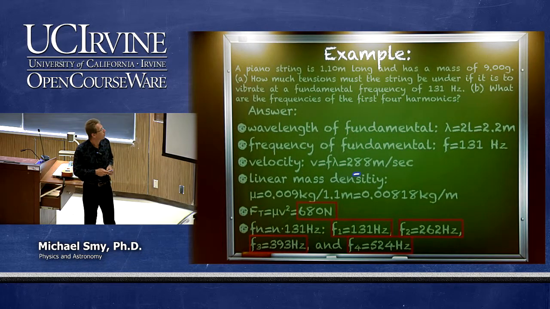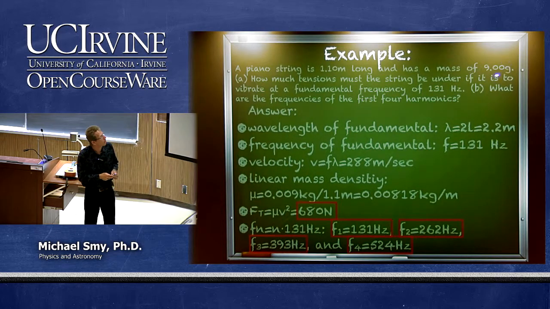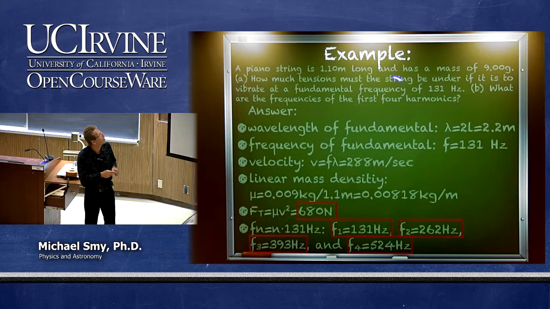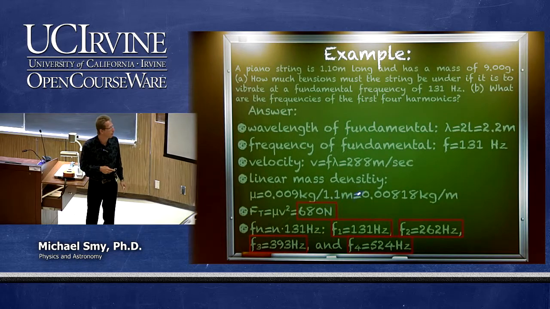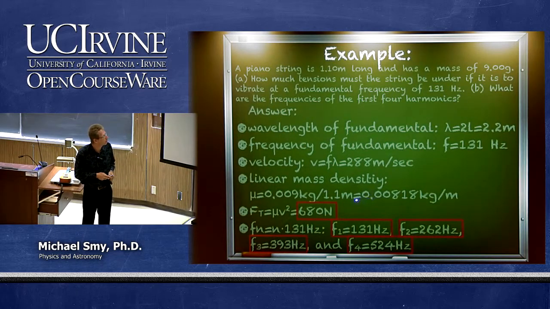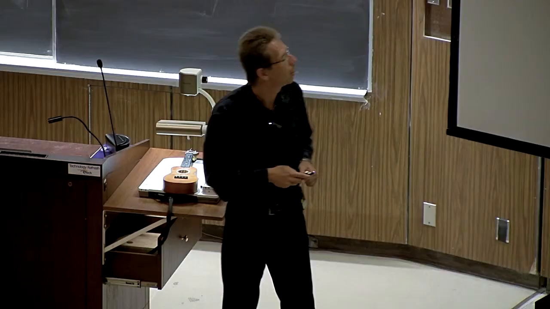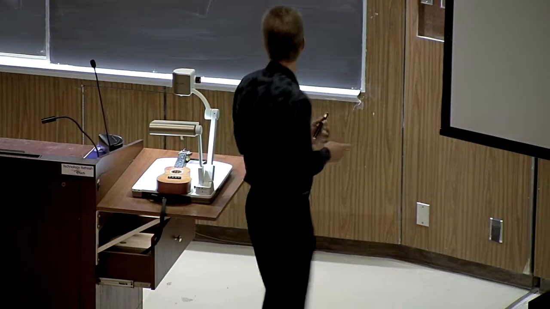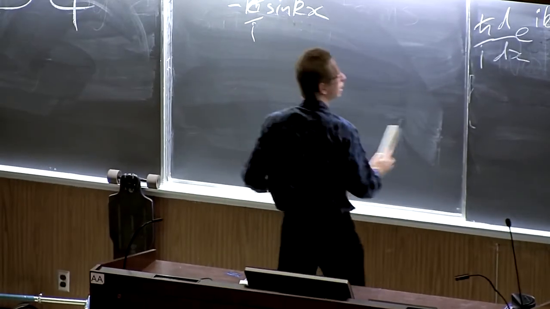We also know the linear mass density, because the mass of the string is given as 9 grams, and the length of the string is given as 1.1 meters. And so we can divide the mass of 0.009 kilograms by the length, or the 1.1 meters, and we get 0.00818 kilograms per meter.